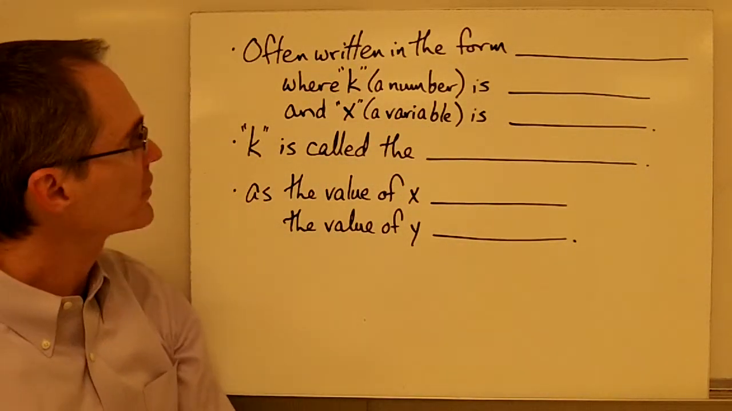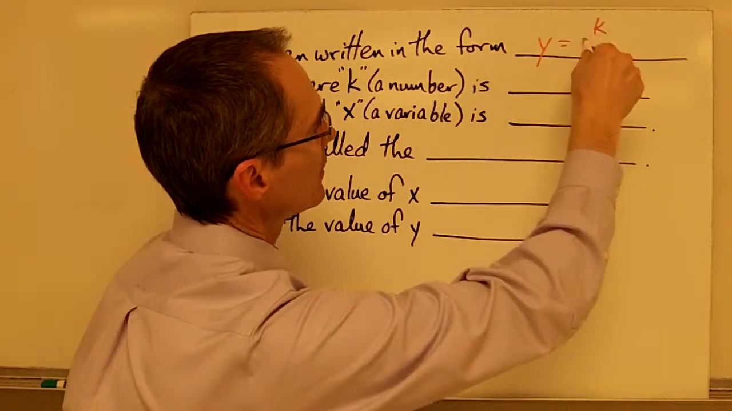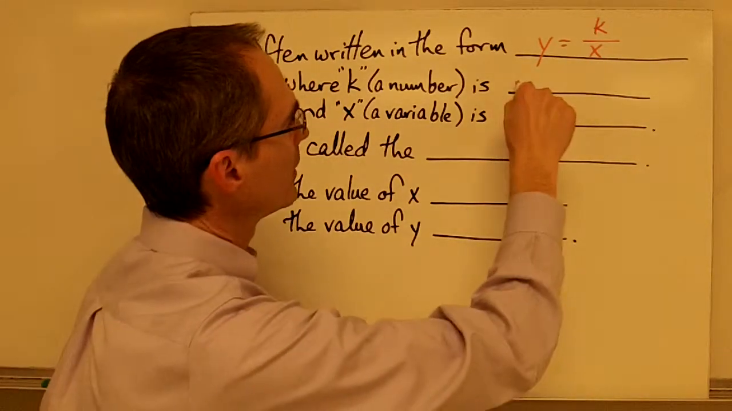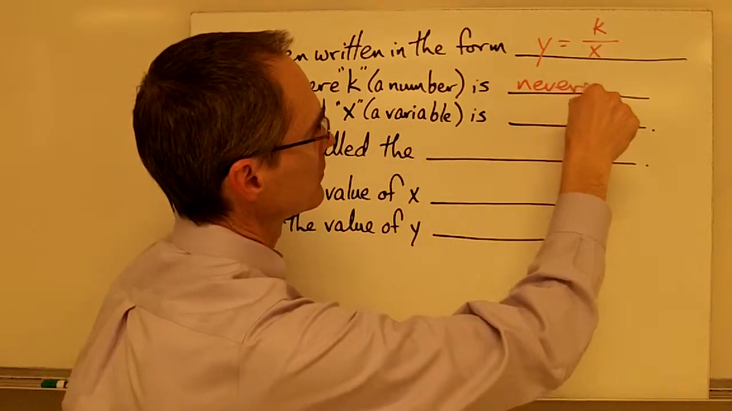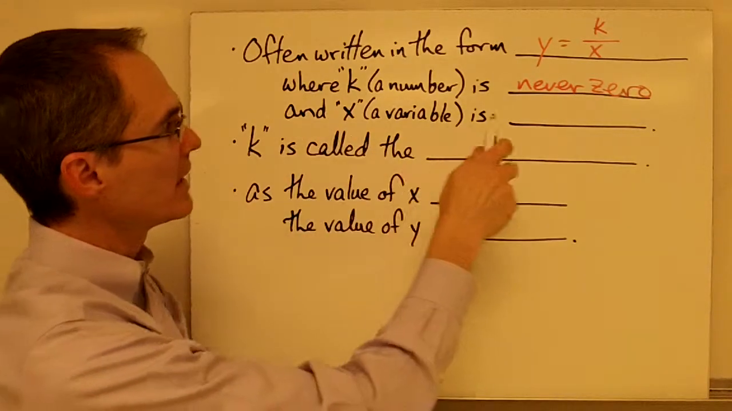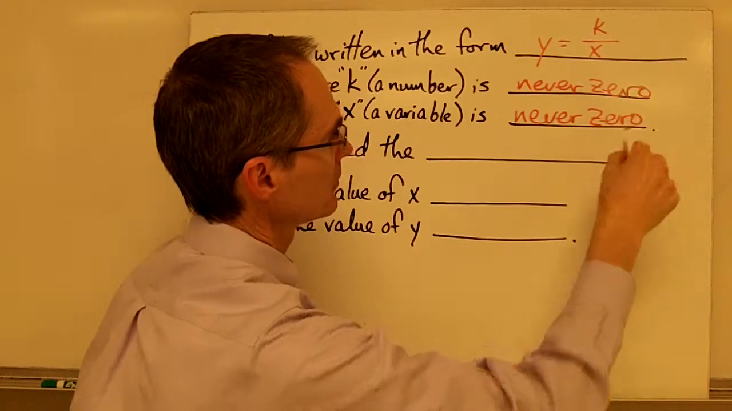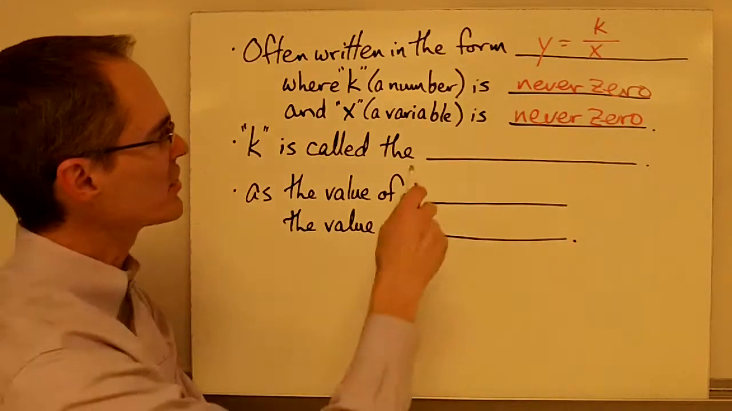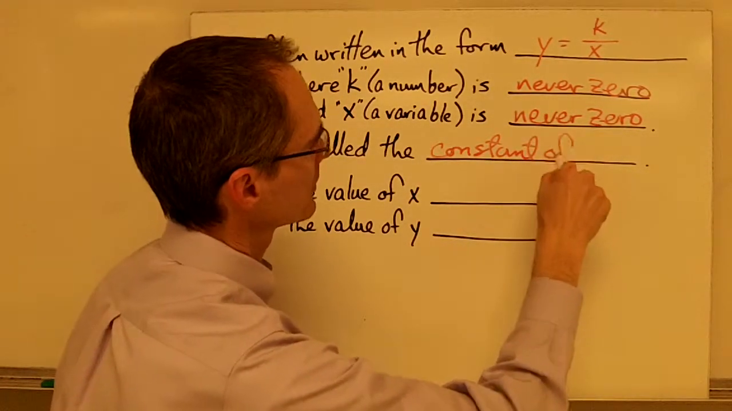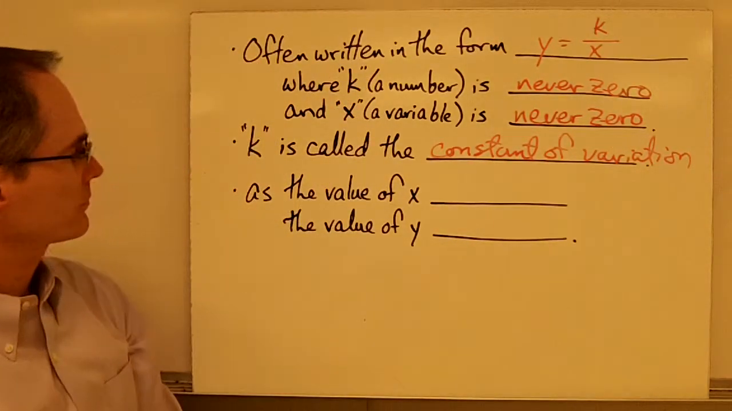Now, the inverse variation function is often written in the form y equals k over x, where k, a number, is never zero. And x, which is the independent variable, is also never zero. k is called the constant of variation.